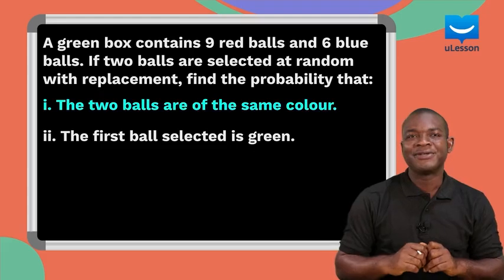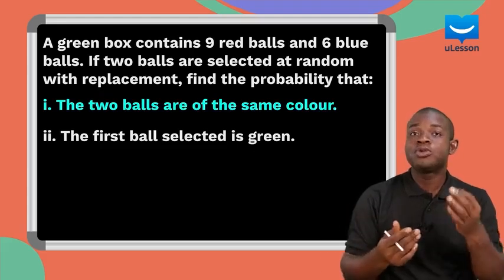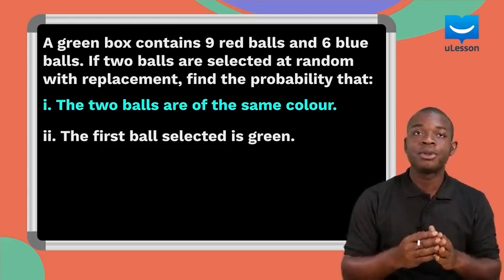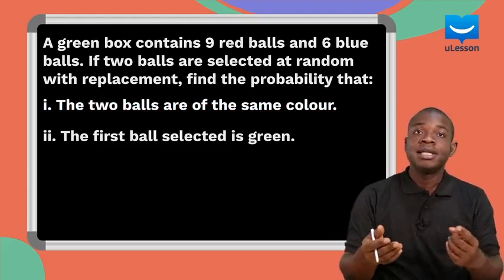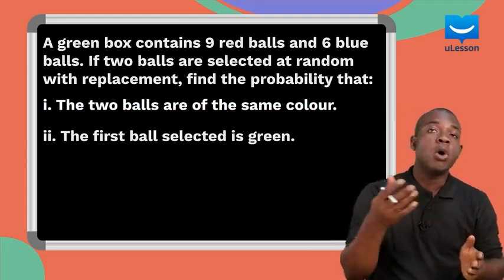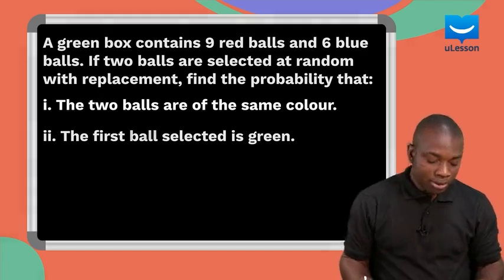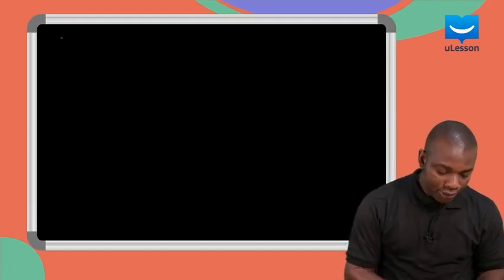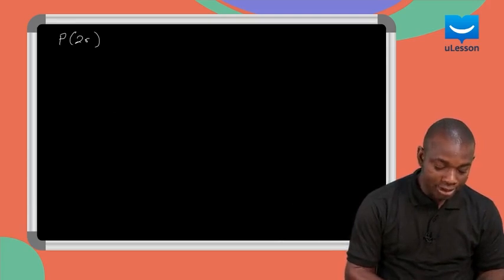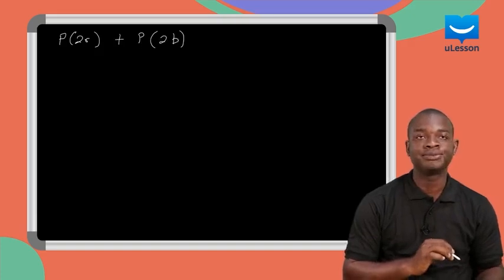Let's begin with the first one. The probability that the 2 balls are of the same color. What this means is that either the 2 balls are red or the 2 balls are blue. So what we want to do is to find the probability of obtaining 2 red balls and add it to the probability of obtaining 2 blue balls.